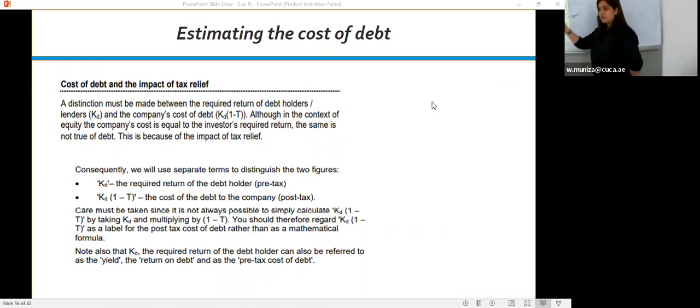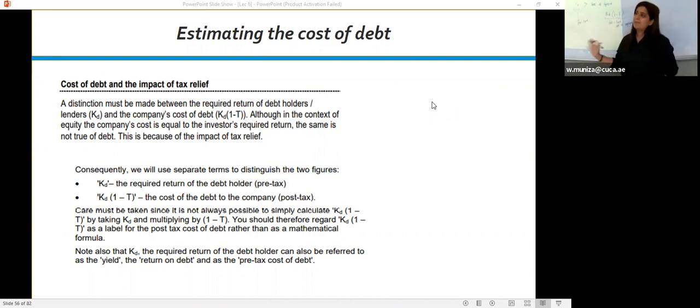The higher the interest payments, the more they will be deducted from the profit of the company, and the company's tax is going to be lesser. This does not happen in the case of dividends. That is why for dividends, Re is equal to the cost of capital, but in the case of debt, it is not the same. So in the exam, when they ask you for the required rate of return, they can ask you for the pre-tax rate as well. If they are asking about the cost of capital, they can ask you for the post-tax cost of capital.